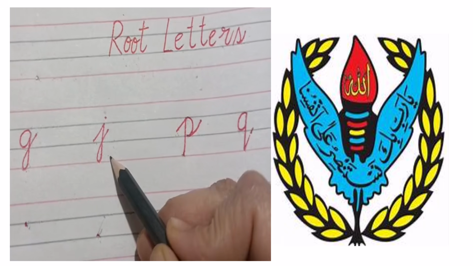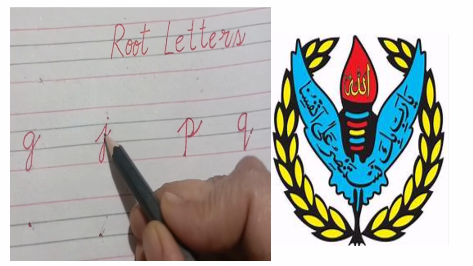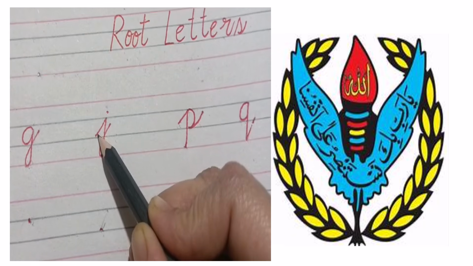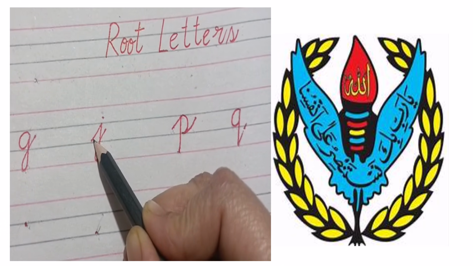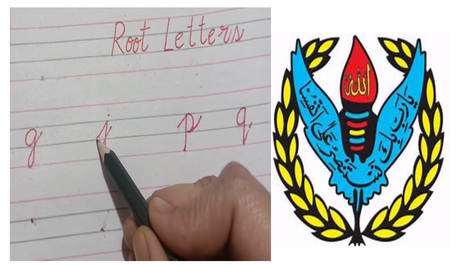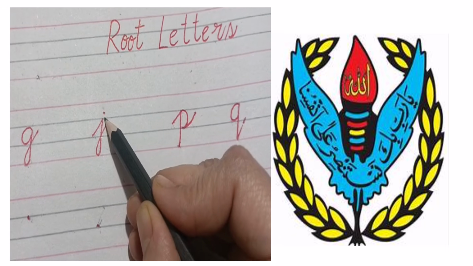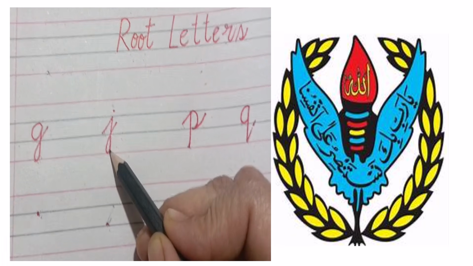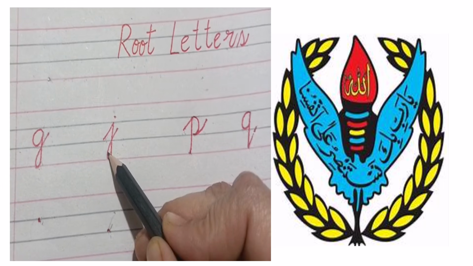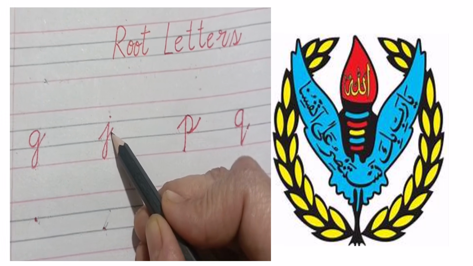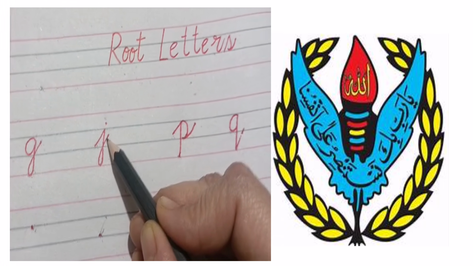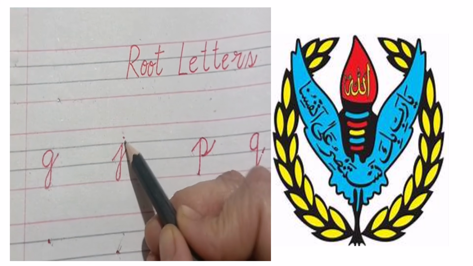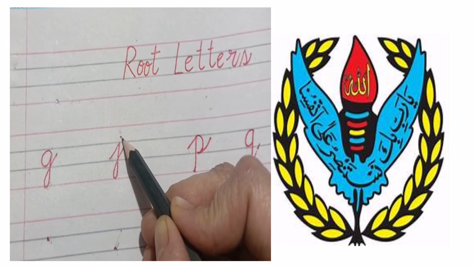The next letter is J. Starts from the grass line like this. This is the grass line, and make a slanting line like this. Go down to the root line, make a small loop, come back up like this, add a dot on the top. This is the dot.